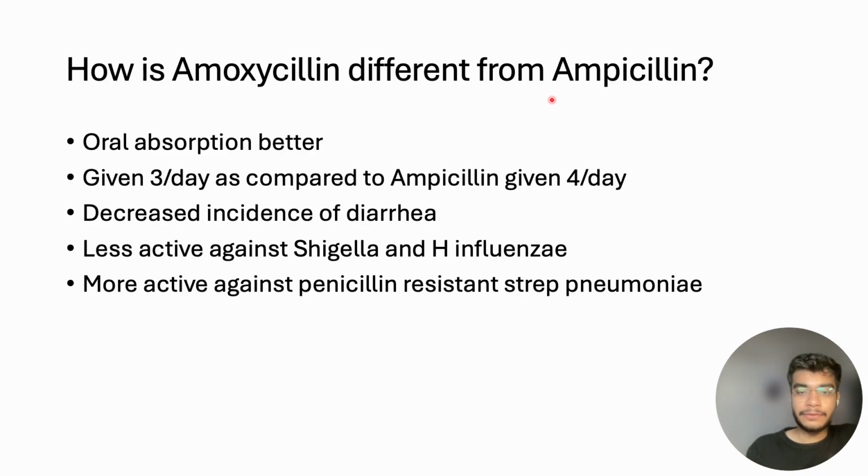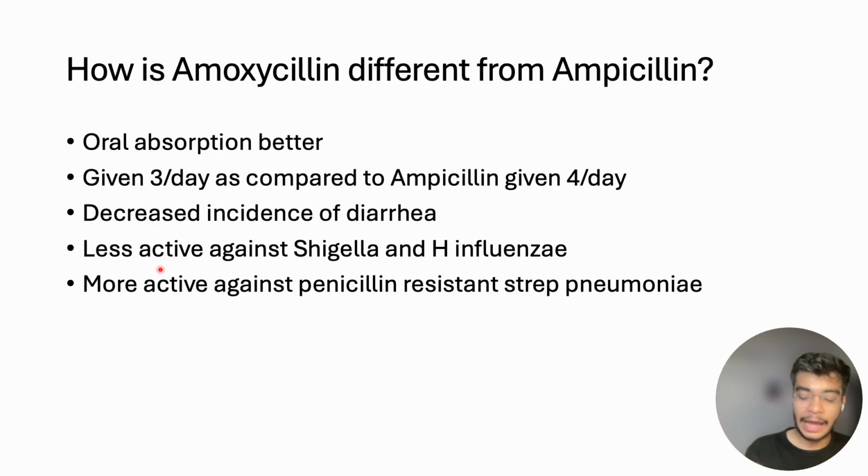How is amoxicillin different from ampicillin? Amoxicillin is a little better than ampicillin because, first, its oral absorption is better. Second, it is given fewer times a day. For example, amoxicillin is given 3 times a day, whereas ampicillin is given 4 times a day. This improves patient compliance. Third is the decreased incidence of diarrhea. In ampicillin there is increased incidence of diarrhea, whereas amoxicillin is better in this respect.